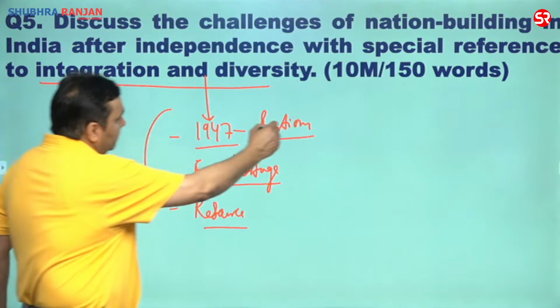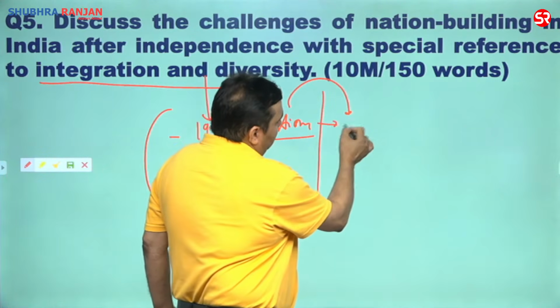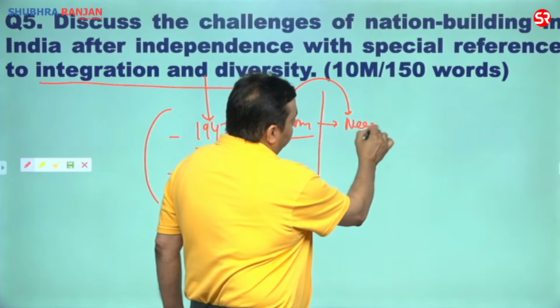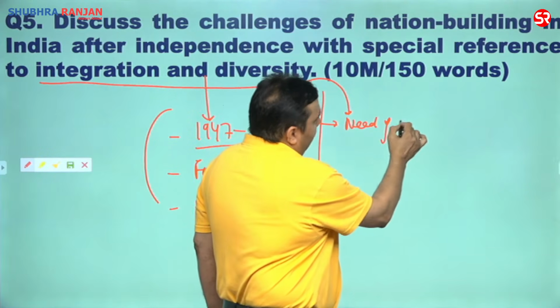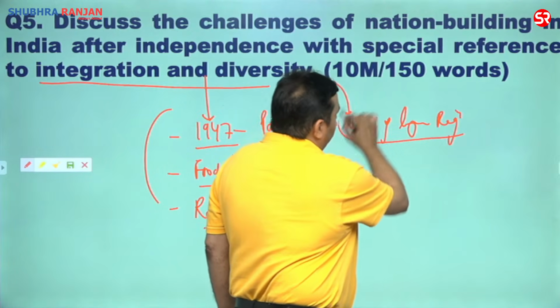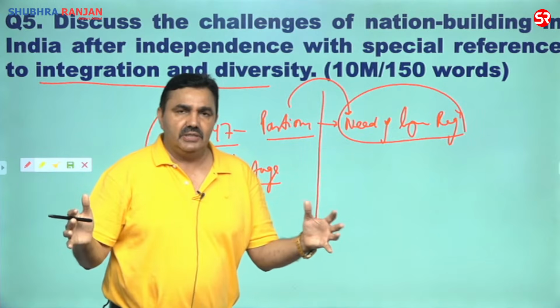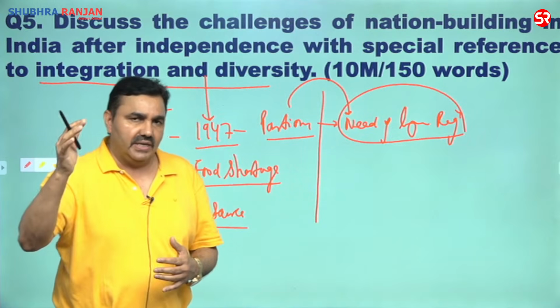Now, a special focus here is on diversity and unity. So you need to look at the demand for linguistic reorganization. There was a demand that a state should be created on the basis of linguistic identity. Linguistic identity was one of the key demands.